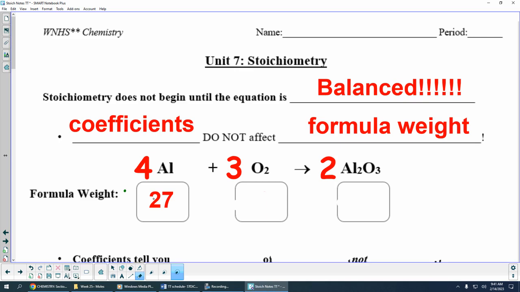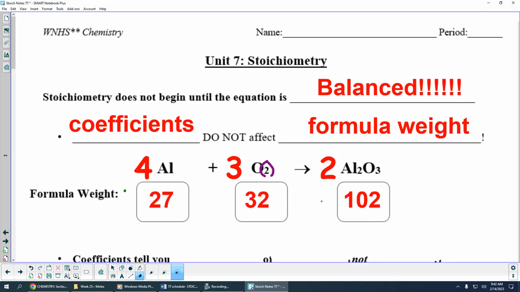What does affect formula weight, though, is the subscript. That's O2. What's the formula weight of O2? 32. I don't care how many O2s you have, the formula weight is 32. And then, on the last one, to be a little more challenging, I have Al2O3. So let's grab a calculator, fire it up. 102. Oh, yeah, all right.